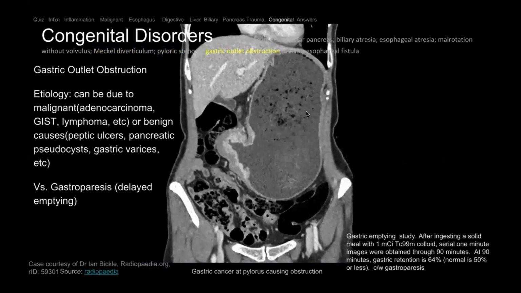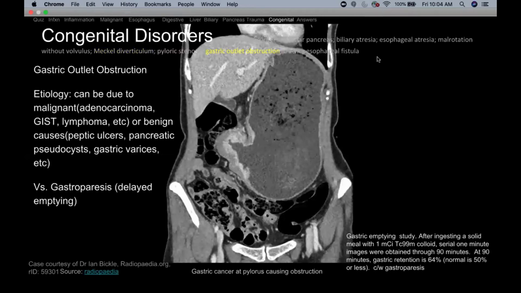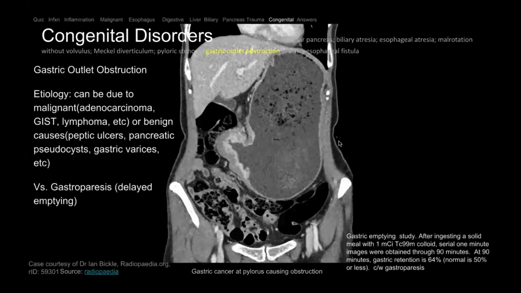This is a CT with a markedly enlarged stomach, and we see that the antrum of the stomach is thickened and abnormal. This is gastric outlet obstruction. This abnormality can be seen with gastric cancer. The mass is here in the distal antrum, causing gastric outlet obstruction.